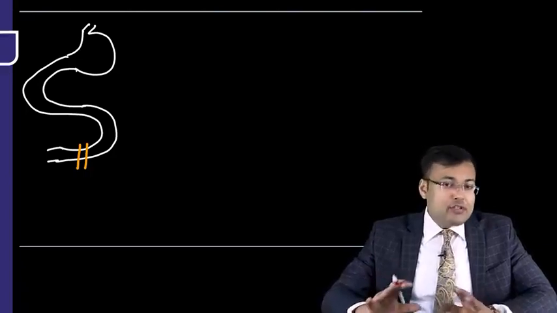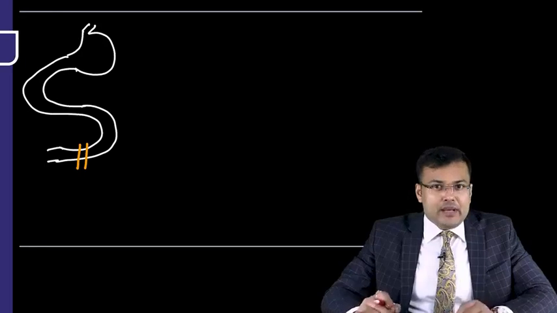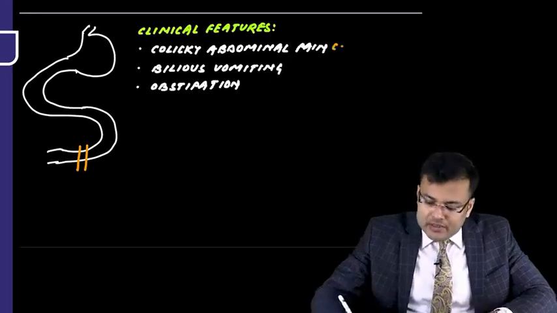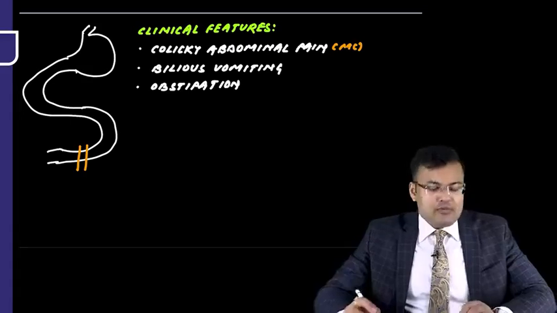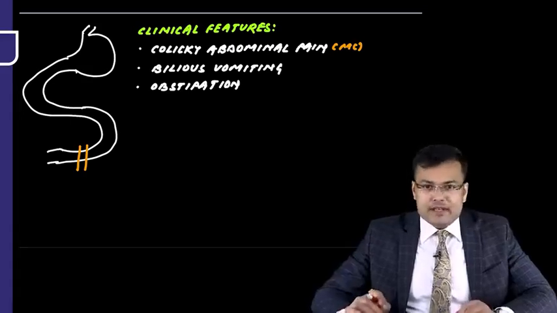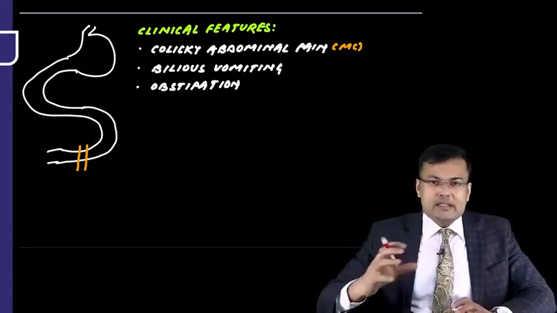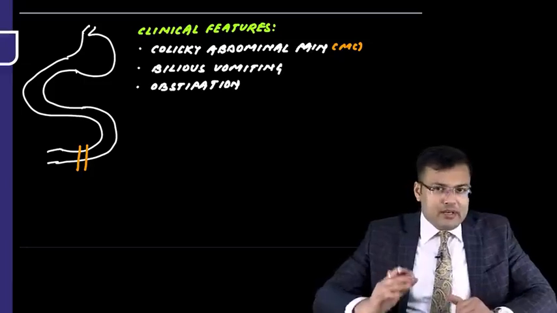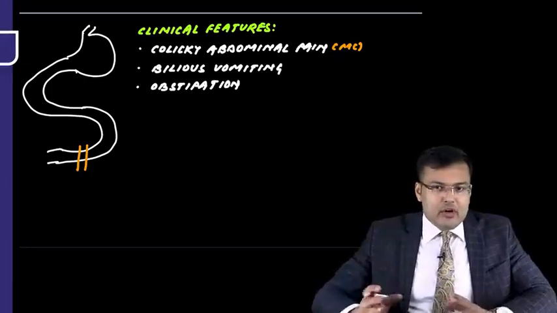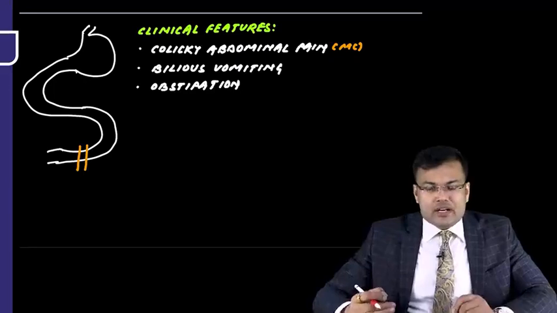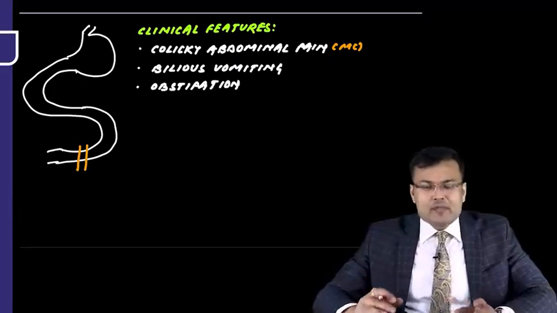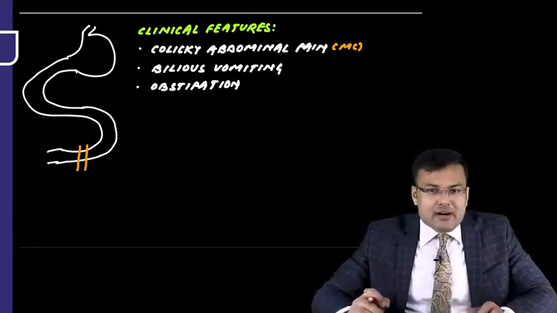Out of these, which one is the most common symptom? It's the colicky abdominal pain. There is bilious vomiting, non-passage of feces and flatus. Whenever there is hyperperistalsis, if you auscultate the abdomen, there is hyperactive bowel sound. Initially for the first 4 to 6 hours, there is hyperactive bowel sound, and later there is sluggish bowel sound.